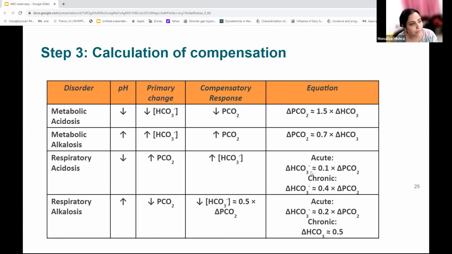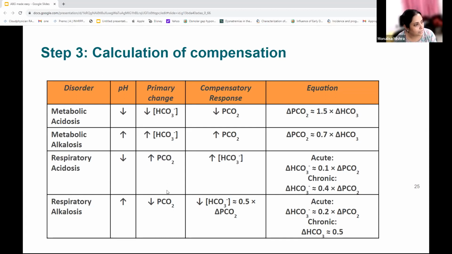So how do you calculate whether the metabolic alkalosis is adequate or not? The delta bicarb will be equal to 0.1 into PCO2. And if it is a chronic respiratory acidosis, it is 0.4 into PCO2. So similarly, in the case of respiratory alkalosis also.